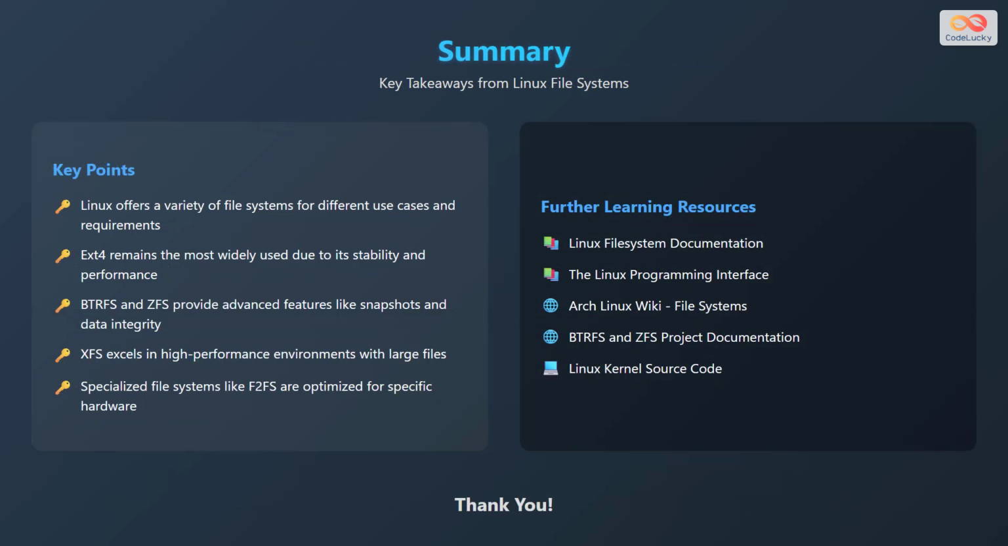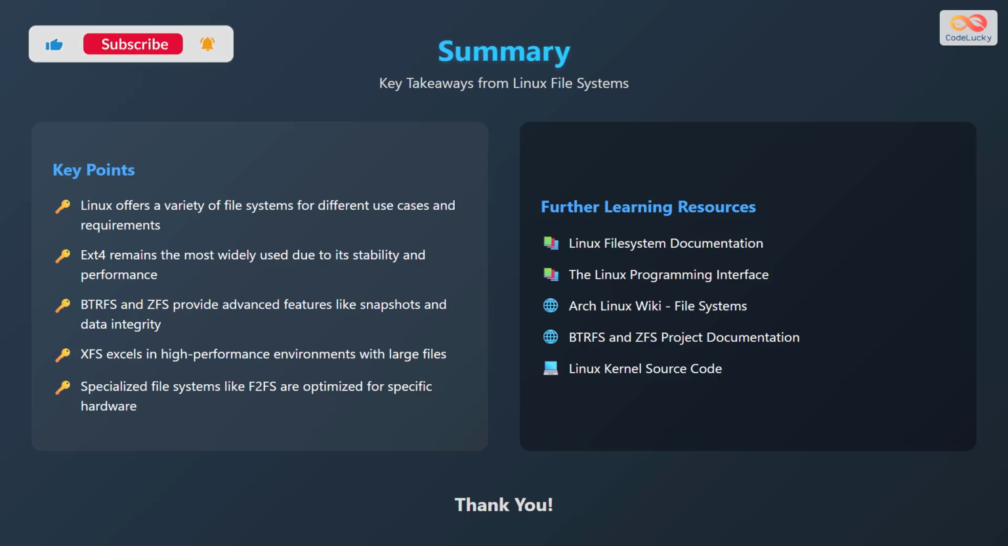Here is a quick summary of what we have learned. Linux offers a variety of file systems for different use cases and requirements. Extension 4 remains the most widely used due to its stability and performance. BTRFS and ZFS provide advanced features like snapshots and data integrity. XFS excels in high-performance environments with large files. Specialized file systems like F2FS are optimized for specific hardware.